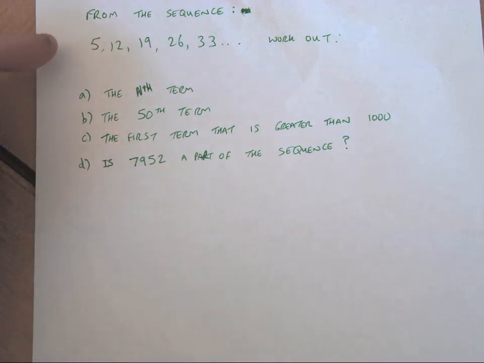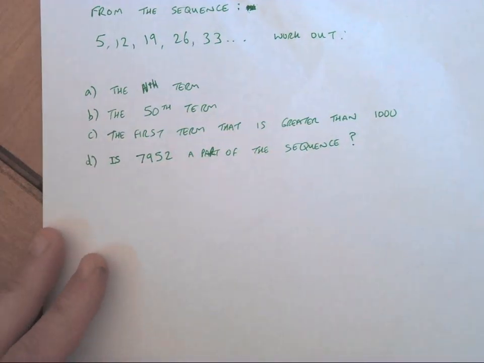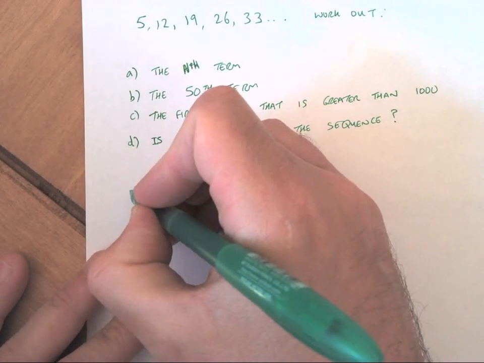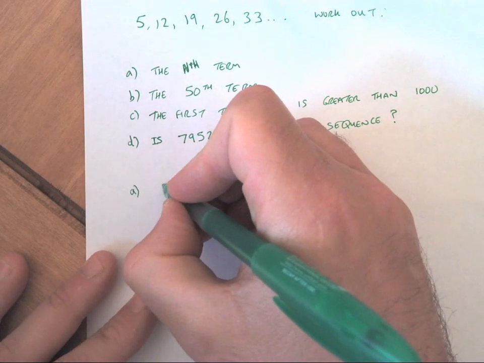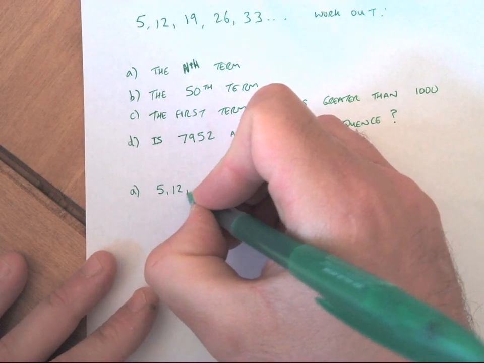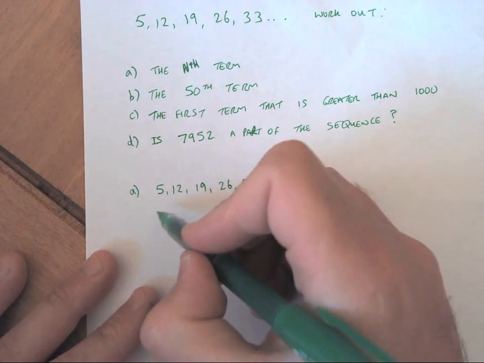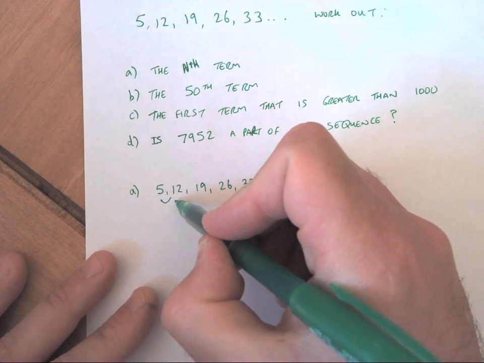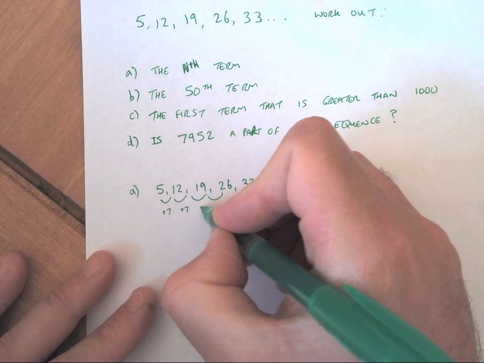So from the sequence 5, 12, 19, 26, 33, work out A, the nth term. So that we can do in a relatively straightforward way, and we can use different methods. I'm going to use the box and circle method, or whatever you'd like to call it, whereby I'm working out the difference. So it's plus 7, plus 7, plus 7.